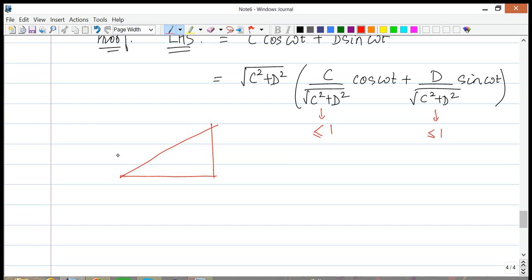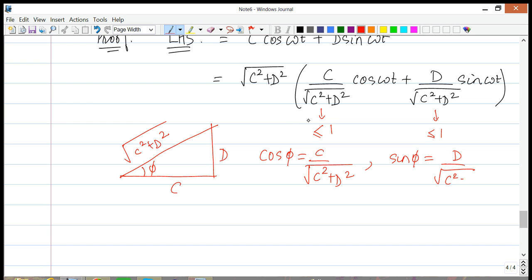So in order to achieve this, we're going to draw a right angle triangle. We're going to call the angle phi, the opposite side d, and the adjacent side c. The hypotenuse is then the square root of c squared plus d squared. Now you see in this triangle, we know that cosine of phi is equal to c over the square root of c squared plus d squared. The sine of phi is equal to d over the square root of c squared plus d squared.